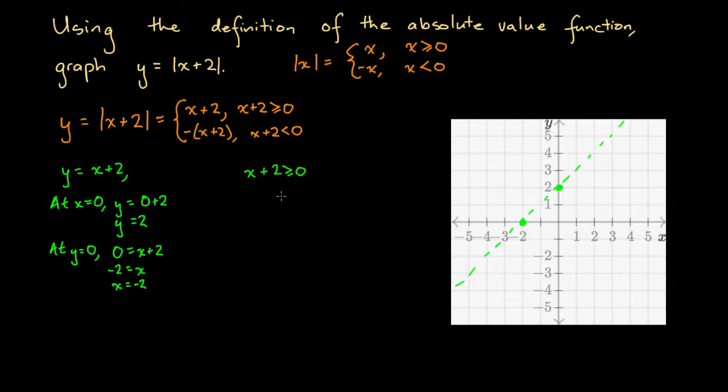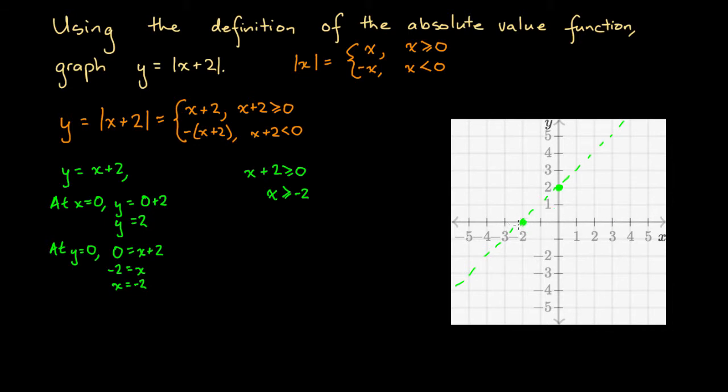Well, let's simplify this a bit. Let's get x on its own. So let's say x, if we subtract 2 from both sides, we get x is greater than or equal to minus 2. In other words, all these values, x is greater than or equal to minus 2, so all the values to the right of x equals minus 2, and including the point x equals minus 2, they're all part of the domain.